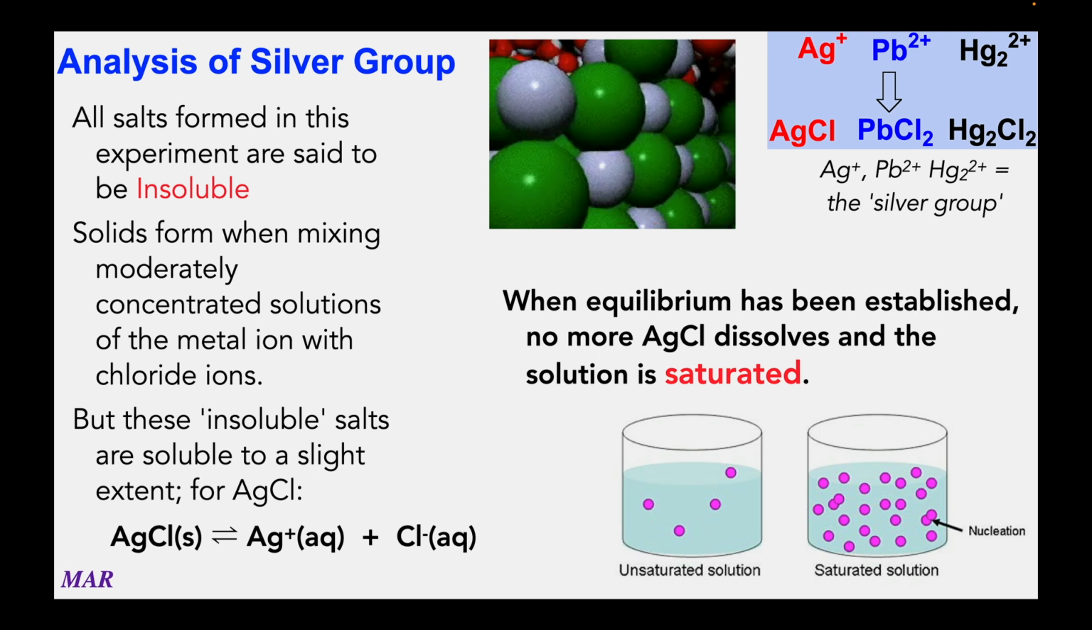So once an equilibrium has been established, and that usually doesn't take too long, you can't have any more silver chloride dissolved in the solution. And this is called the saturation point, and the solution is said to be saturated. So in the little graphic down there, on the left-hand side, you don't have a lot of purple AgCl. It's unsaturated. You can add more AgCl. But you get to a point where nucleation, i.e. forming a solid, begins to occur. That points out that you are then past the point of saturation, and you're beginning to see a solid.